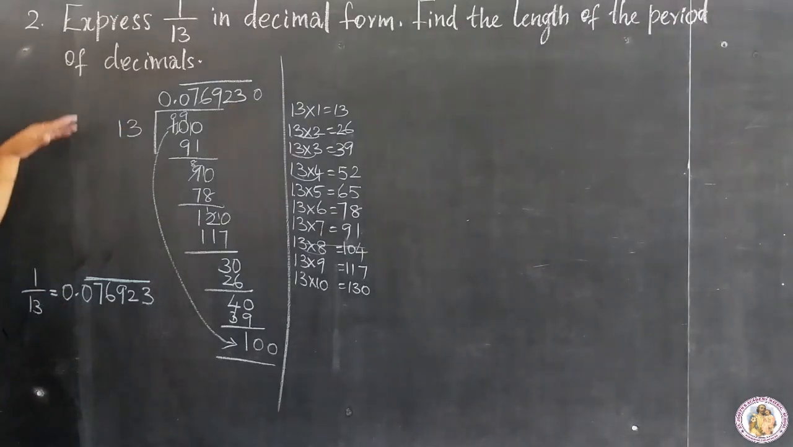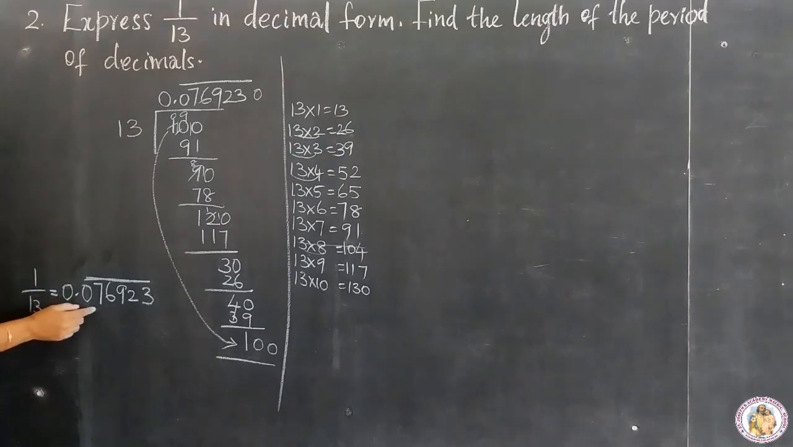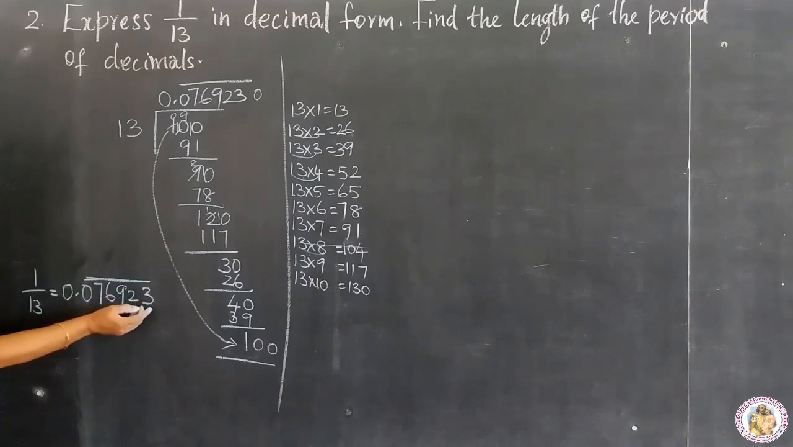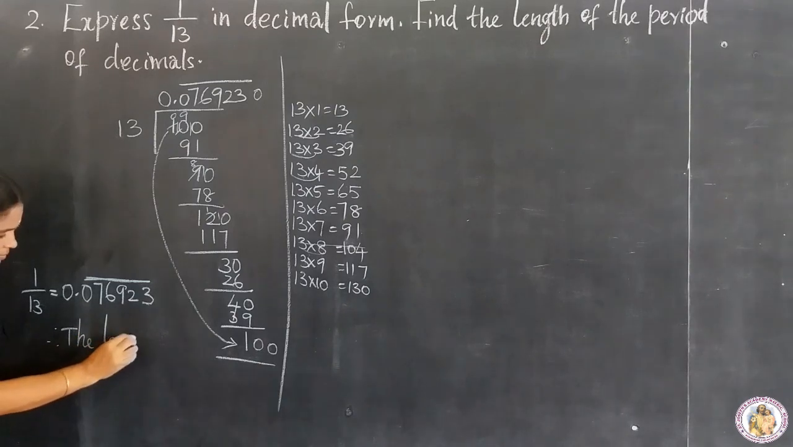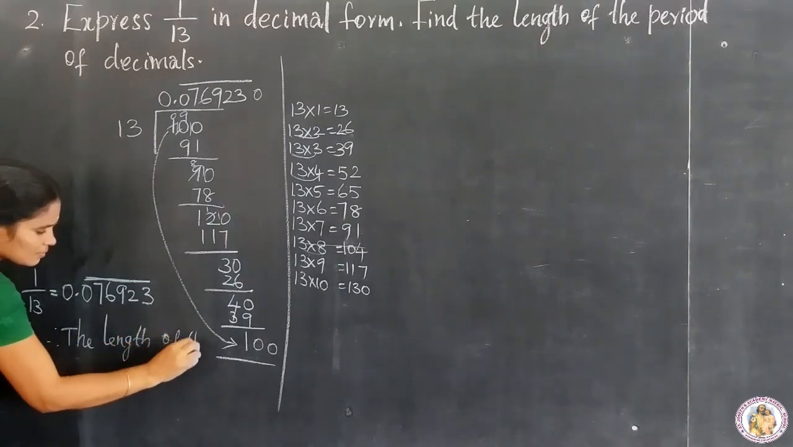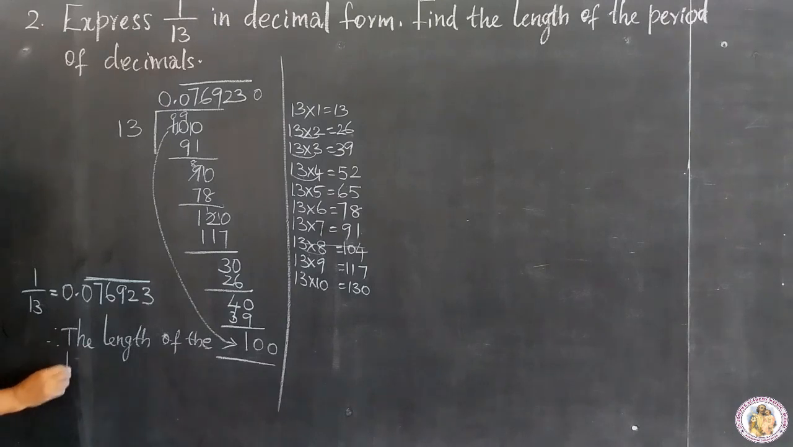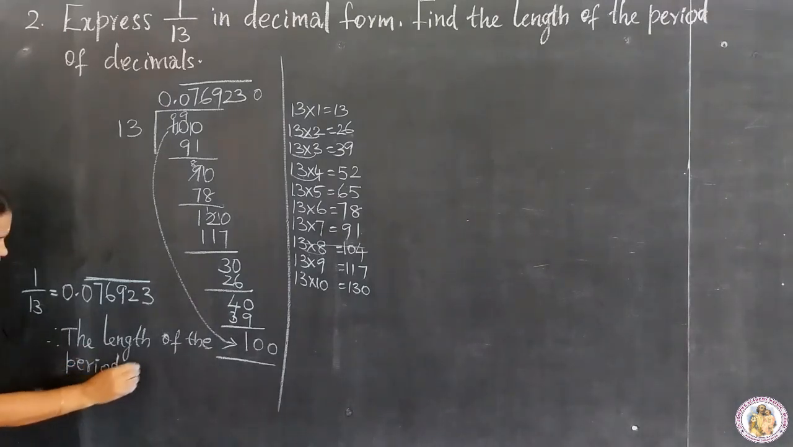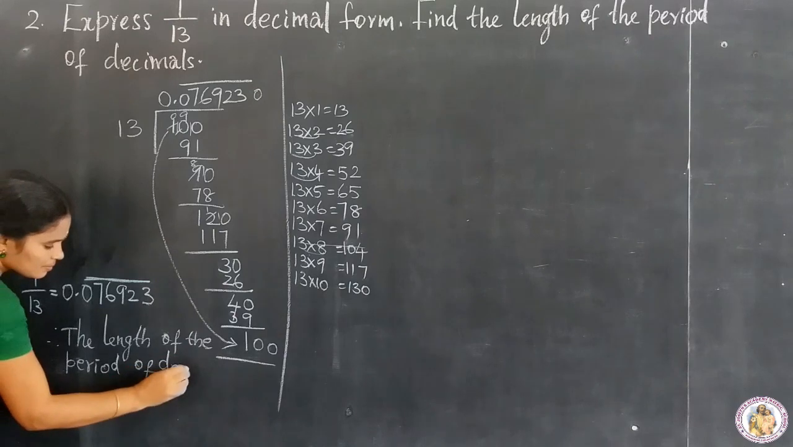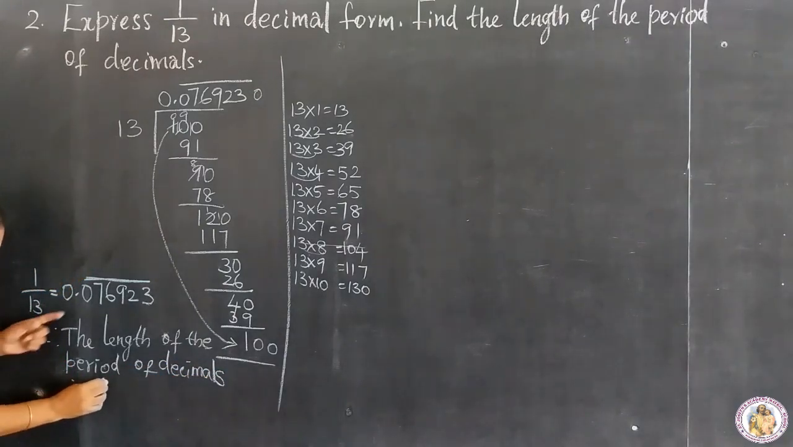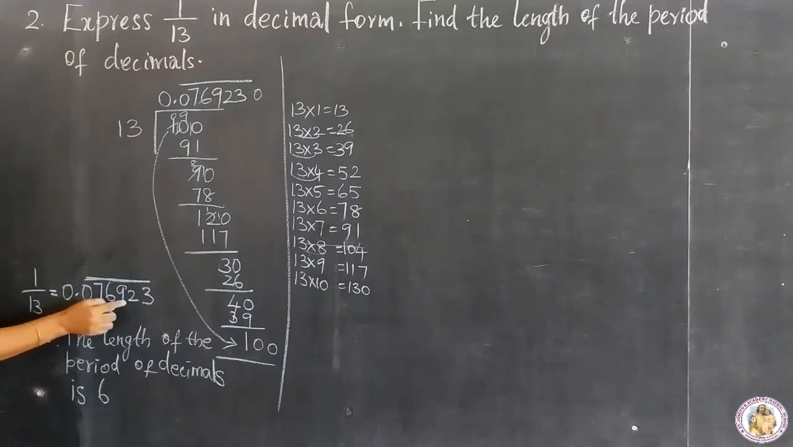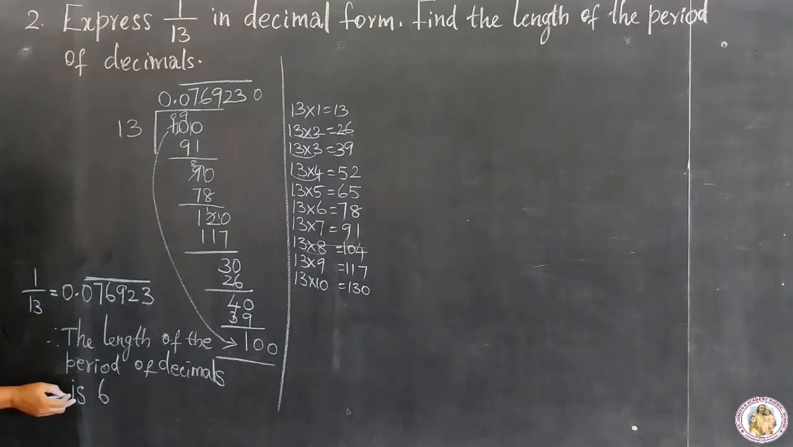Find the length of the period of decimal. Length of the period of decimal is nothing but after decimal, how many places we have. So we have 1, 2, 3, 4, 5 and 6. So therefore, the length of the period of decimals is 6. So we have written 6.